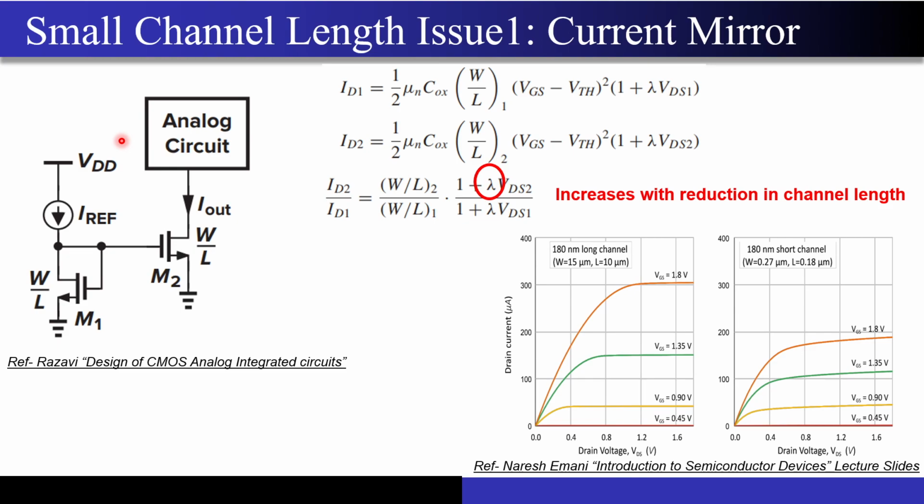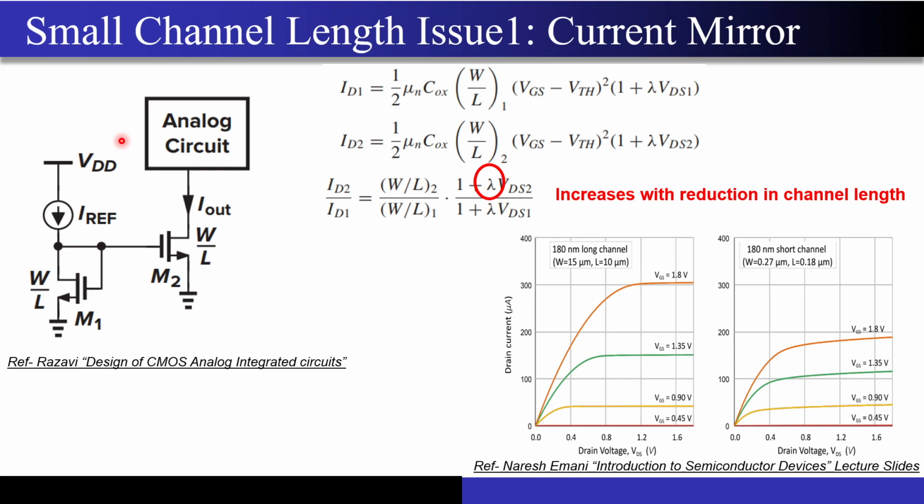Sure. In channel length modulation, it's usually modeled as a resistor between the drain and source, right, when we are analyzing a circuit? Correct. So the value of that is 1 by lambda ID, right, where ID is the quiescent current going through the transistor? Correct.